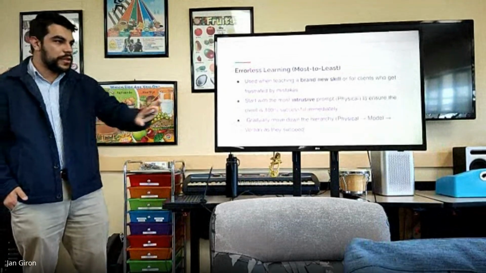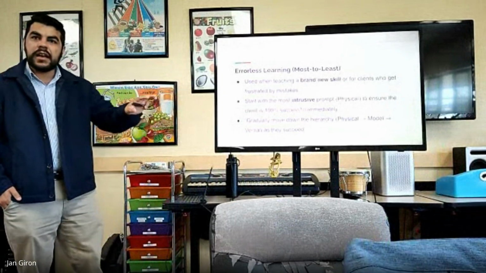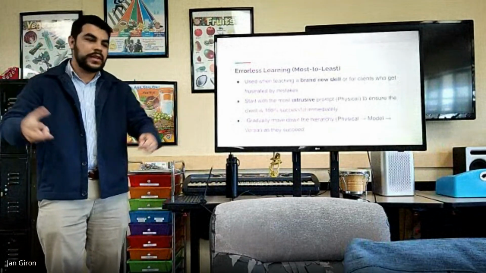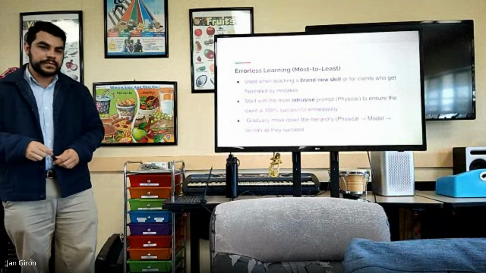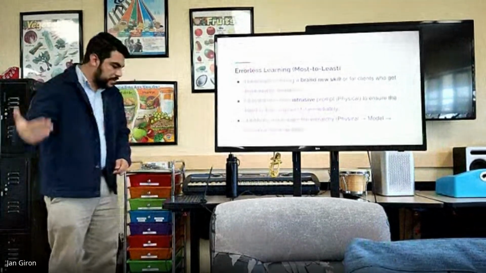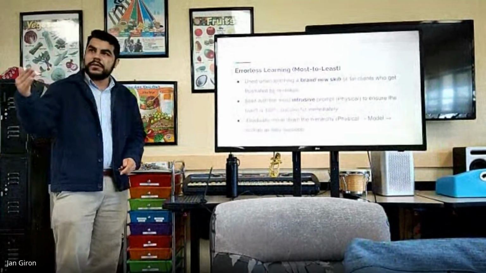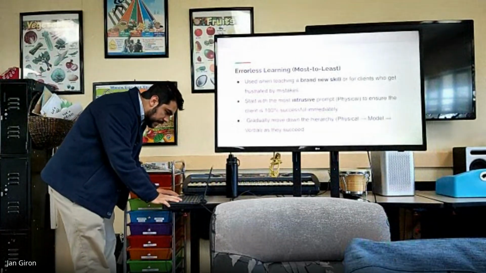down a little bit. We reduce the level of intrusion by going down to, let's say, a modeling prompt. We know they can perform the physical motor move, but now let's see if they can do that with only a model. And then that goes down to, let's say, a visual, until the idea would be for a naturally occurring cue to be able to elicit the response.